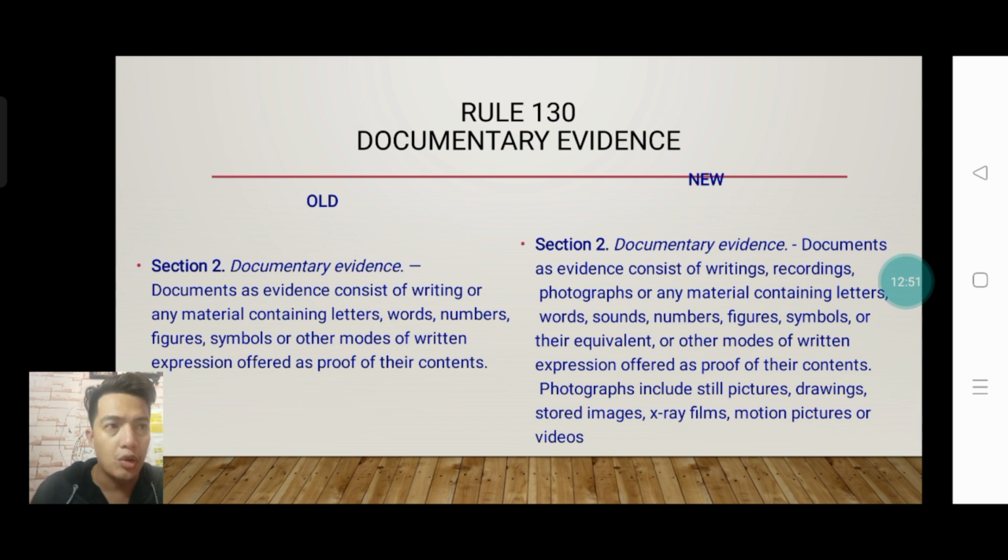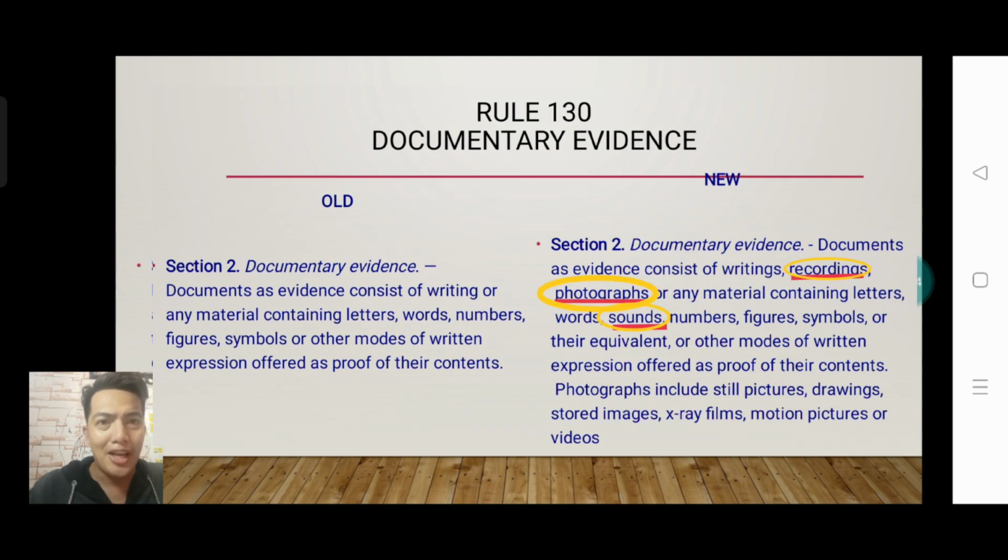Now let us proceed to Rule 130. What was provided under Rule 130, Section 2, is on documentary evidence. Under the old rule, documentary evidence consists only of writings, materials containing letters, words, numbers, figures, symbols, or other modes of written expression offered as proof of their contents. However, under the new rules, there was a lot of insertion. So it now includes recordings, photographs, and any materials containing letters, words, and sounds. What are those considered photographs? Photographs include pictures, drawings, stored images, x-ray films, motion pictures, or videos.